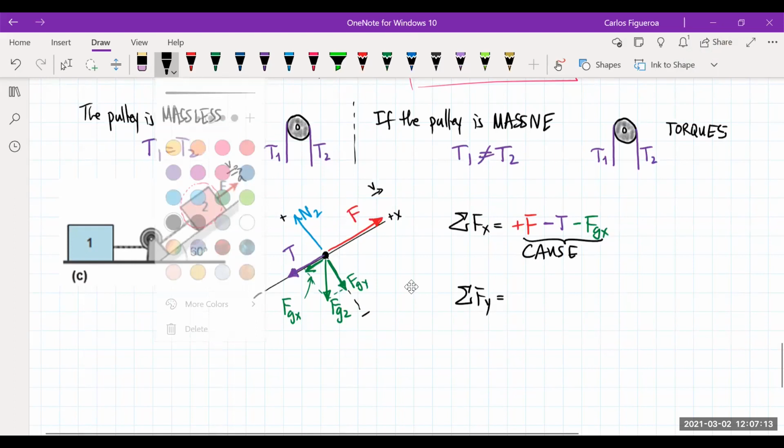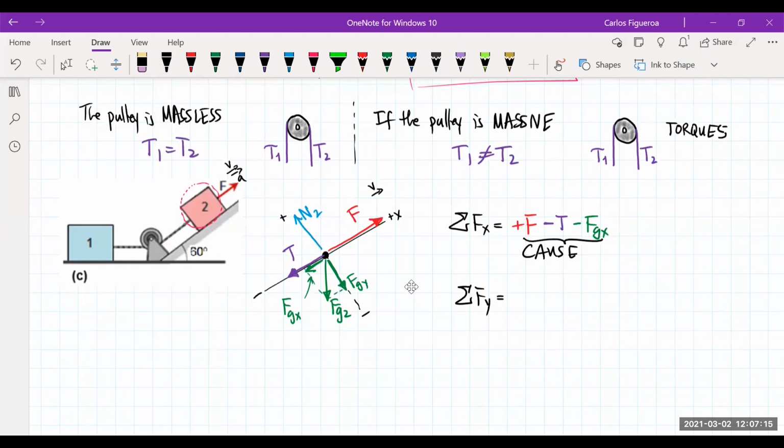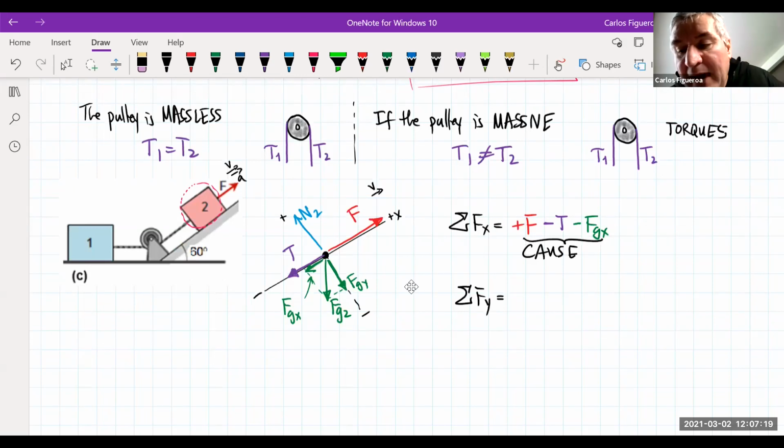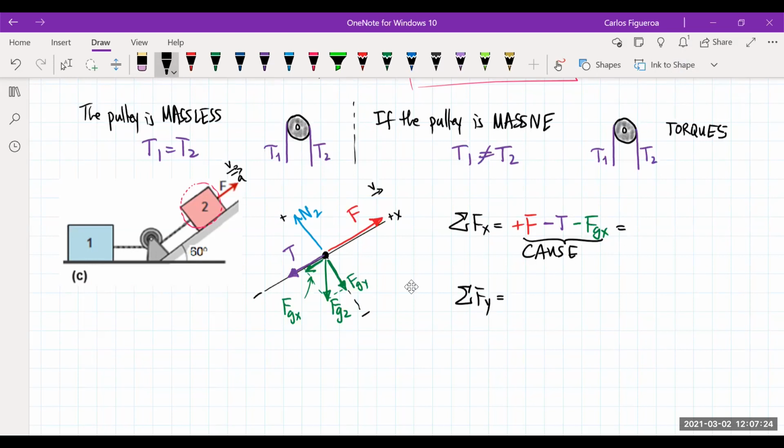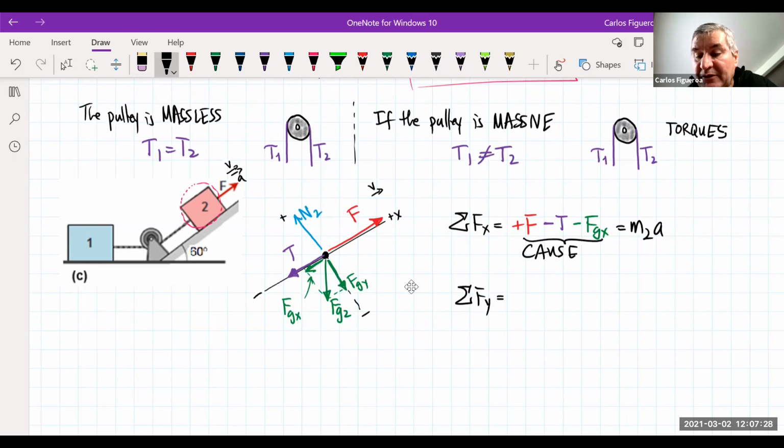Carlos, when writing this down, does it matter whether you put the minus tension first or the minus gravity first? It does not matter. All right. So what mass am I accelerating? 2. So it's got to be mass times acceleration of 2.